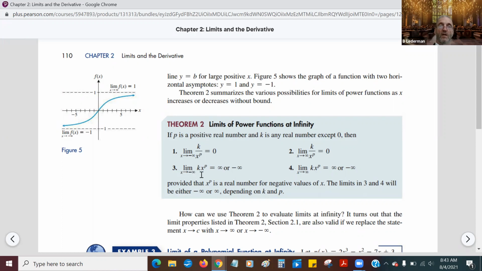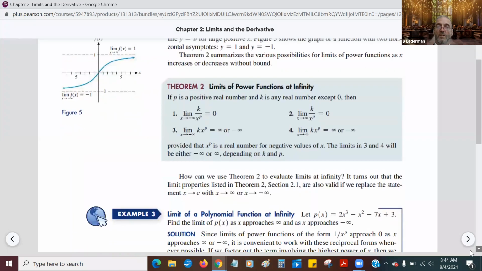Now, if instead of a fraction, I have k times x to the p, well, since x to the p is getting bigger and bigger and bigger, it's going to be either positive infinity or negative infinity, depending on what p actually is. And if I have k times x to the p as x goes to positive infinity, again, this is going to be positive infinity or negative infinity, provided that x to the p is a real number for negative values of x. And the limits in 3 and 4 will be either positive infinity or negative infinity, depending on k and depending on p. That's just the way it is.